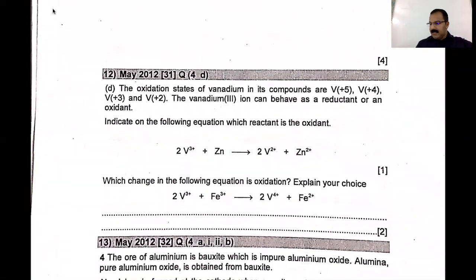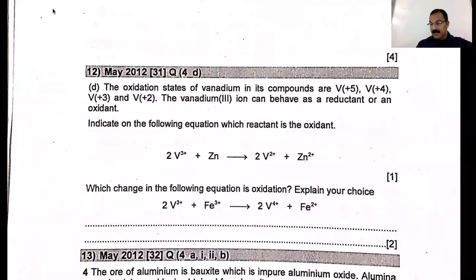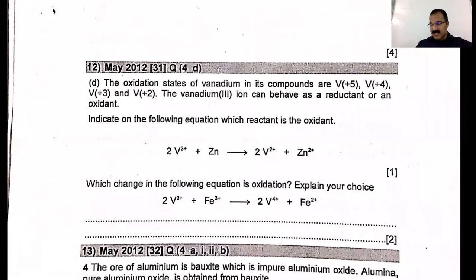Oxidation states of vanadium in the compounds are vanadium plus 5, vanadium plus 4, vanadium plus 3, vanadium plus 2. It's a typical transition metal. One of the properties of transition metals we learn is they show variable oxidation states. Vanadium 3 ion can behave as a reductant or an oxidant.